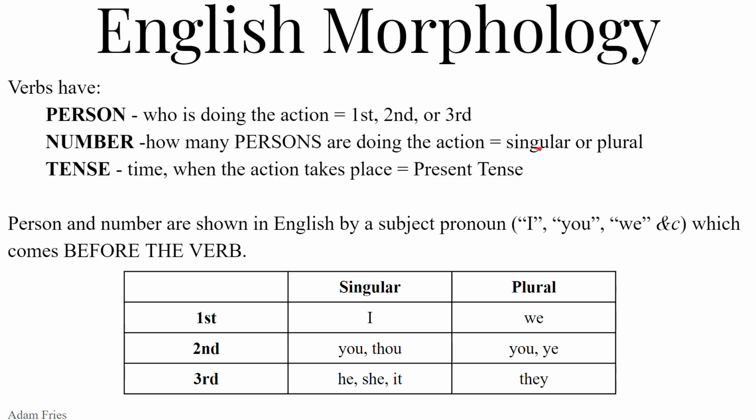Latin has singular and plural. Singular means one, first, second, or third. Plural means more than one. So first person singular, that's I. I am doing the action. But first person plural, that's not just I singular, only one of me. That's I plus someone else, and we would say we are doing the action.